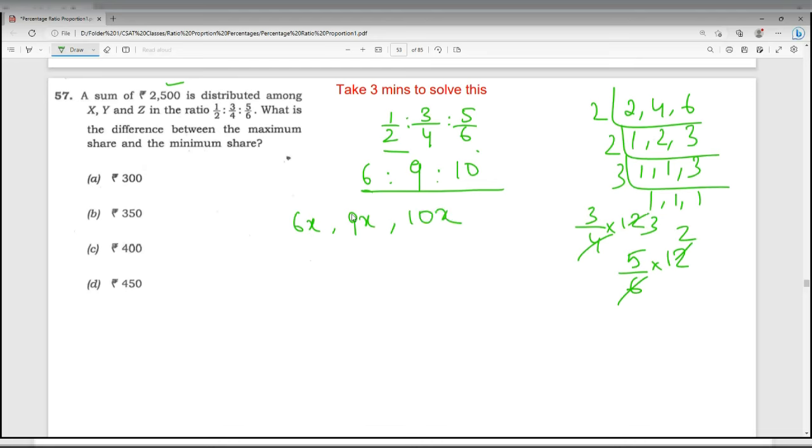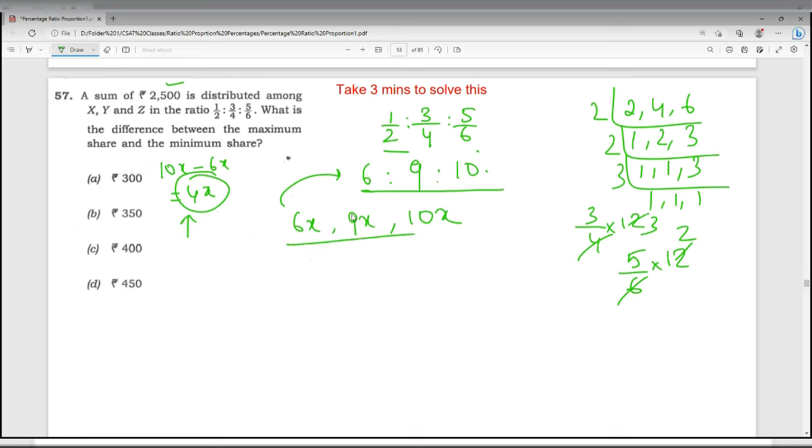And what they're saying is, what is the difference? Let the amount being distributed to X, Y, and Z be 6x, 9x, and 10x. And this would maintain the same ratio. What they are asking is the difference between the maximum share and the minimum share. This is the maximum share and this is the minimum share. So 10x minus 6x is equal to 4x. This is what they're asking. So we need to find out what is 4x.